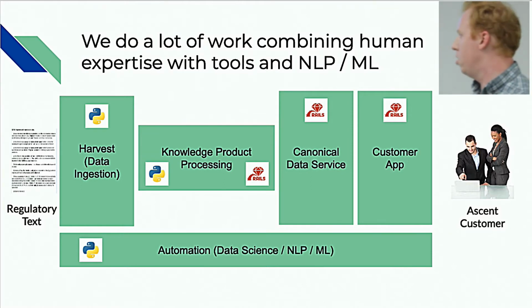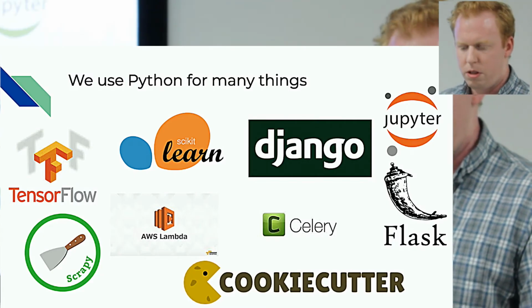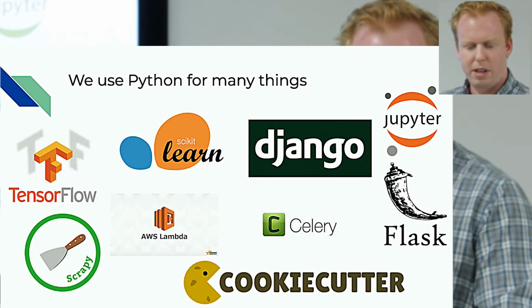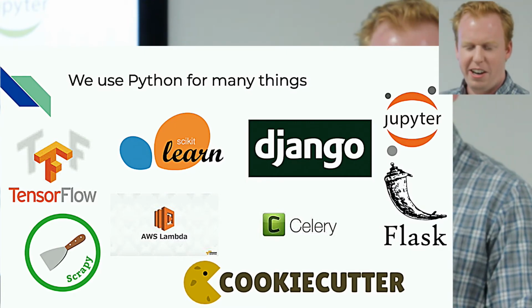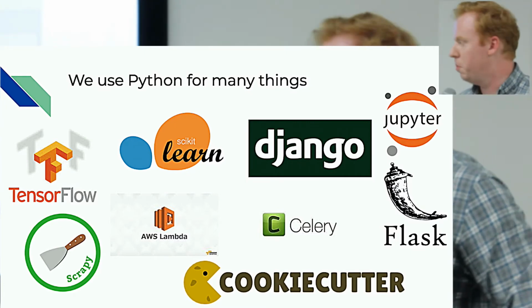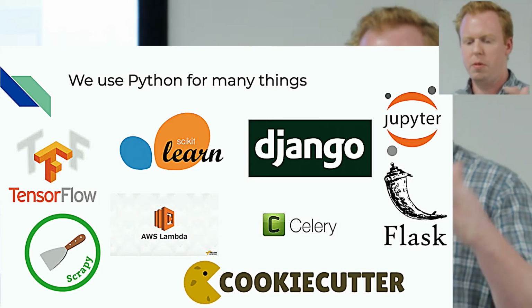We use Python largely for everything on the left side, which is all of our data ingestion, our data processing, and some internal tools. We use Django and Flask for those, and all of our machine learning is done in Python, and our machine learning API layer is Python as well. Here's a bunch of logos of libraries we use. You're probably familiar with most of these. I'm going to look a little more deeply at how we set up our machine learning service.